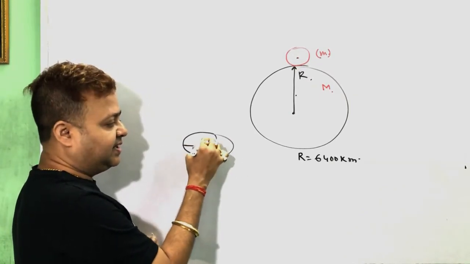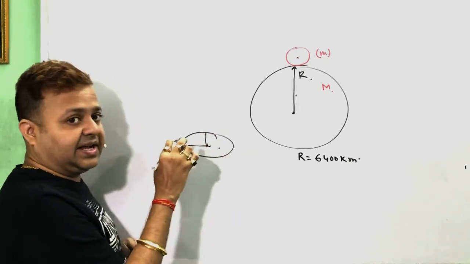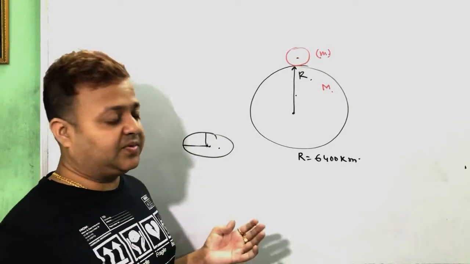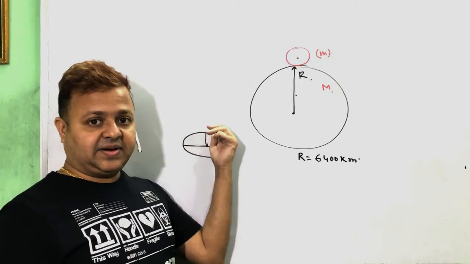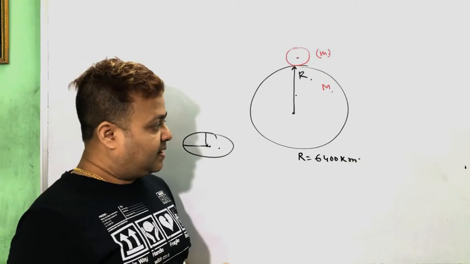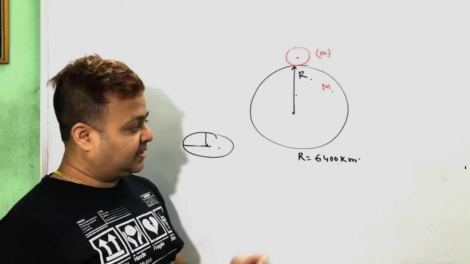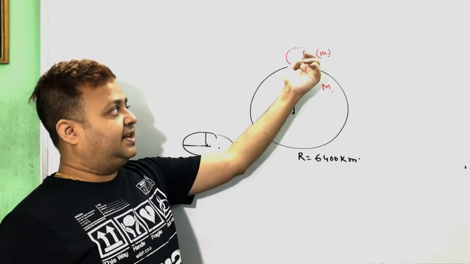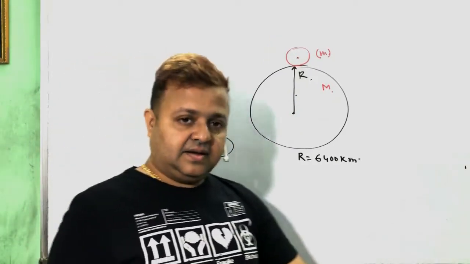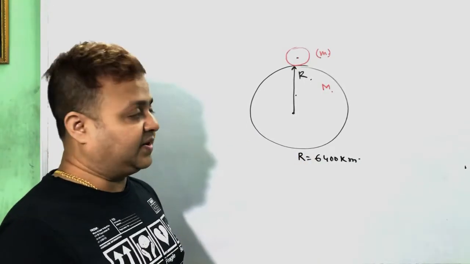This is the maximum position and this is the minimum position. This is the semi major axis and this is the semi minor axis of the ellipse. So we have to consider the average radius. The average radius of the earth is the standard value of 6400 km, and this is a very large value. So the radius of the body is very small compared to the radius of the earth.